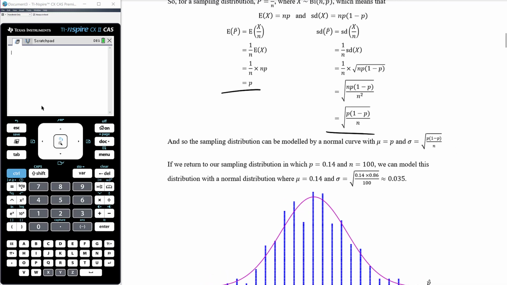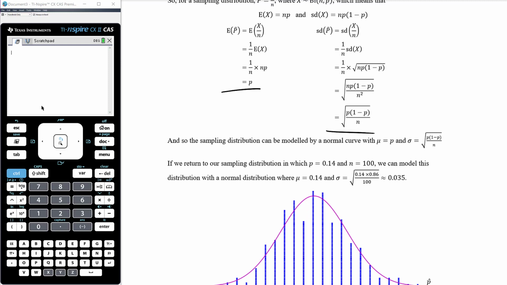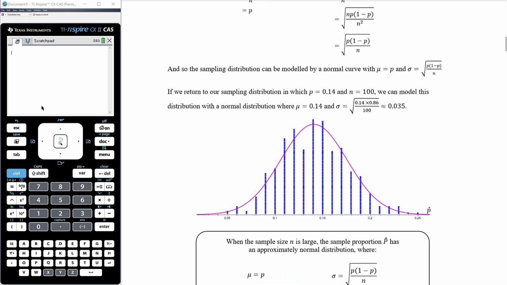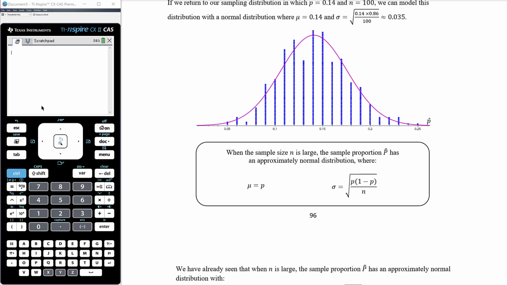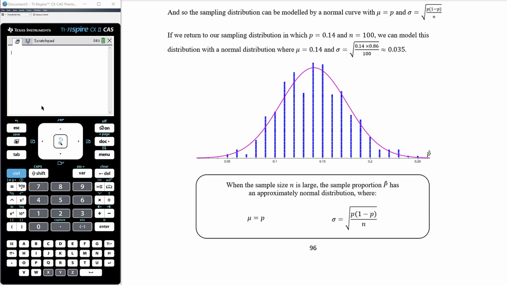And so therefore, if we've got large samples and large numbers of samples, and we can approximate the binomial with a normal distribution, then we can model the sampling distribution with a normal curve that has a mean equal to p and a standard deviation equal to the square root of p times 1 minus p on n. So if we return to our sampling distribution, where p was 0.14 and n was 100, then we can model this distribution with a normal distribution where the mean is 0.14 and the standard deviation is calculated by this, which equals 0.035. And when we do that, we see that this is the pink normal curve that we would be using to approximate that sampling distribution. Okay, and we can see that that's a reasonable approximation.